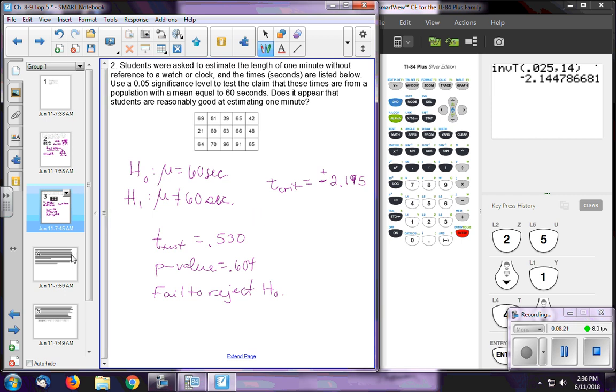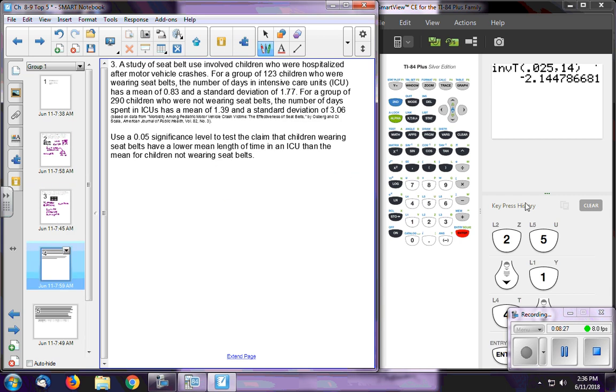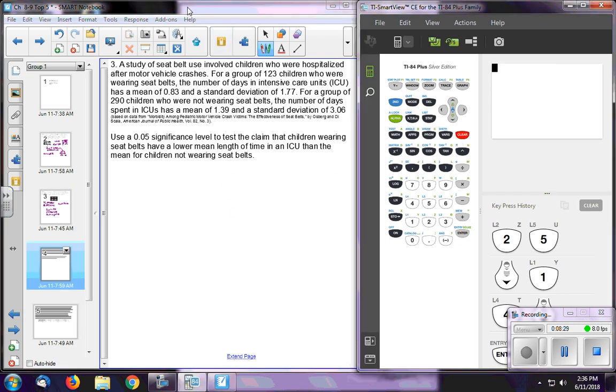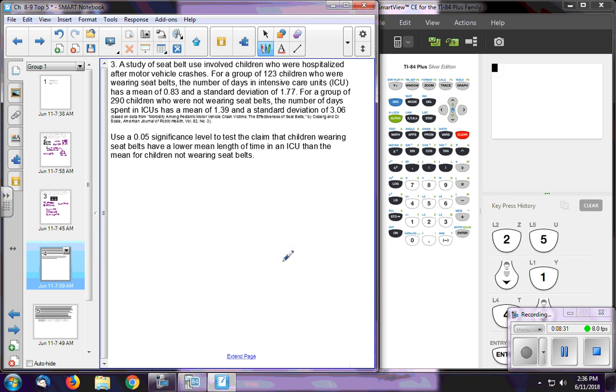For our next example, let's look at what happens when we start having two samples of information. A study of seatbelt use involved children who were hospitalized after motor vehicle crashes. For a group of 123 children who were wearing seatbelts, the number of days in the ICU has a mean of 0.83 with a standard deviation of 1.77. For a group of 290 children who were not wearing their seatbelts, the number of days spent in an ICU has a mean of 1.39 with a standard deviation of 3.06.